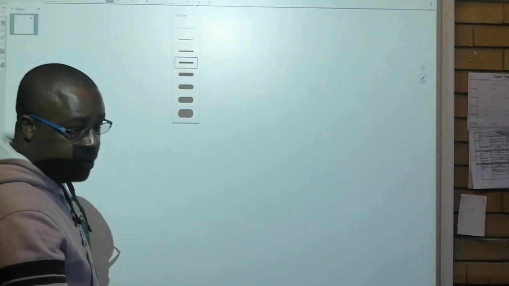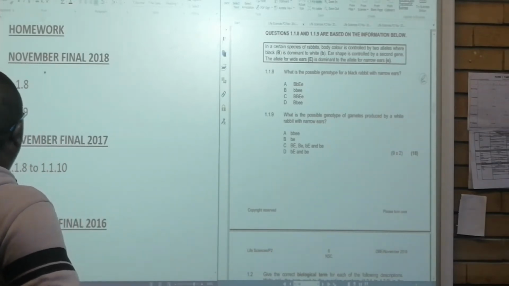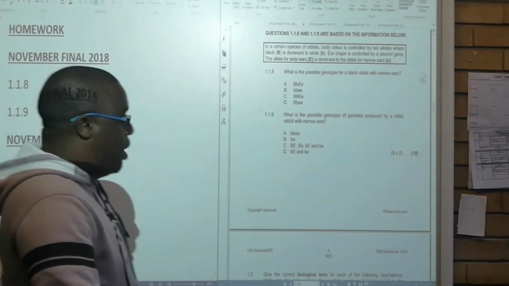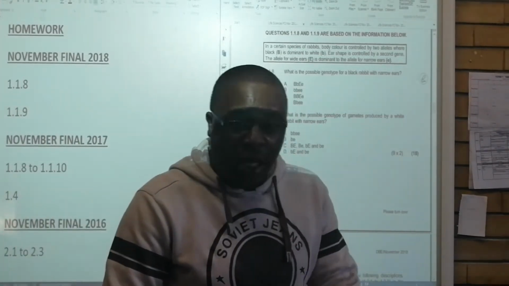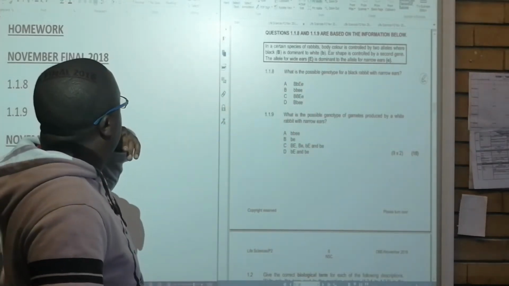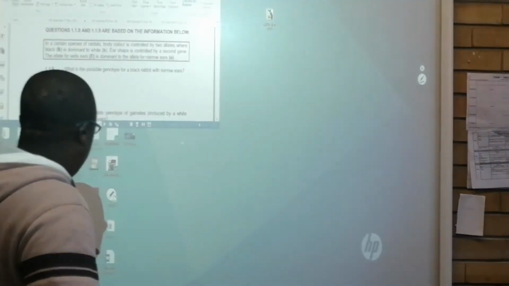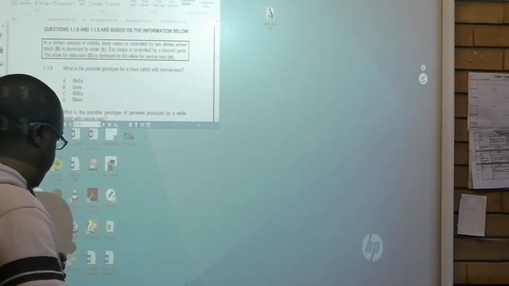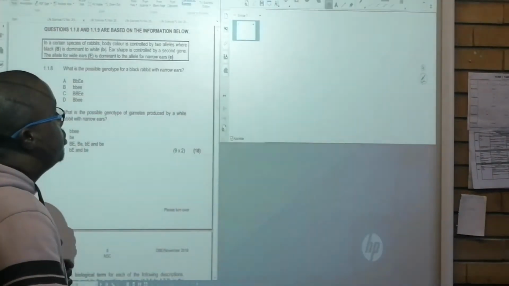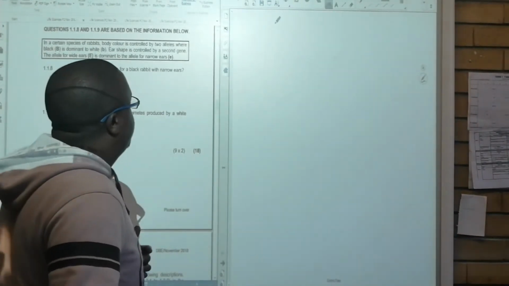Right. Let's go to our homework. November final 2018, question 1.18 and 1.19. I hope you can see this side because I want to put them there. I need the board, so let's move this there. Those are the questions. Let's put the smart board that side. Beautiful.